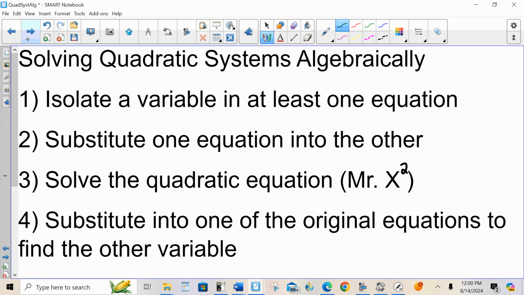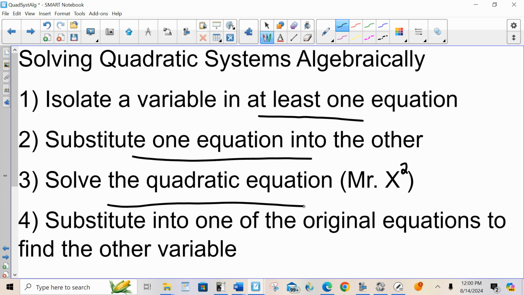So your steps are here. I'm going to start by isolating a variable in at least one equation. It's helpful if you can get the same variable isolated in both, but you're not always going to be able to. Then you substitute one equation into the other and solve the equation. That's your Mr. X squared. That's your solving polynomial equations. And then you're going to substitute into one of the original equations to find the other variable.